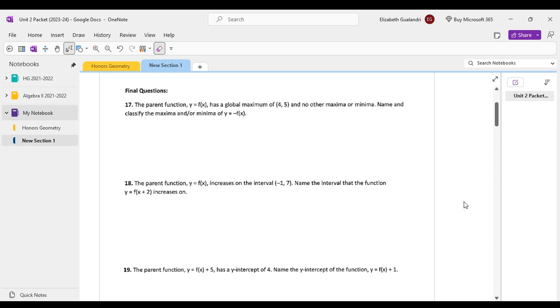Hi students, I am going to talk through page 53 to 56 of your packet so that you can make sure that you have these done correctly and understand them.